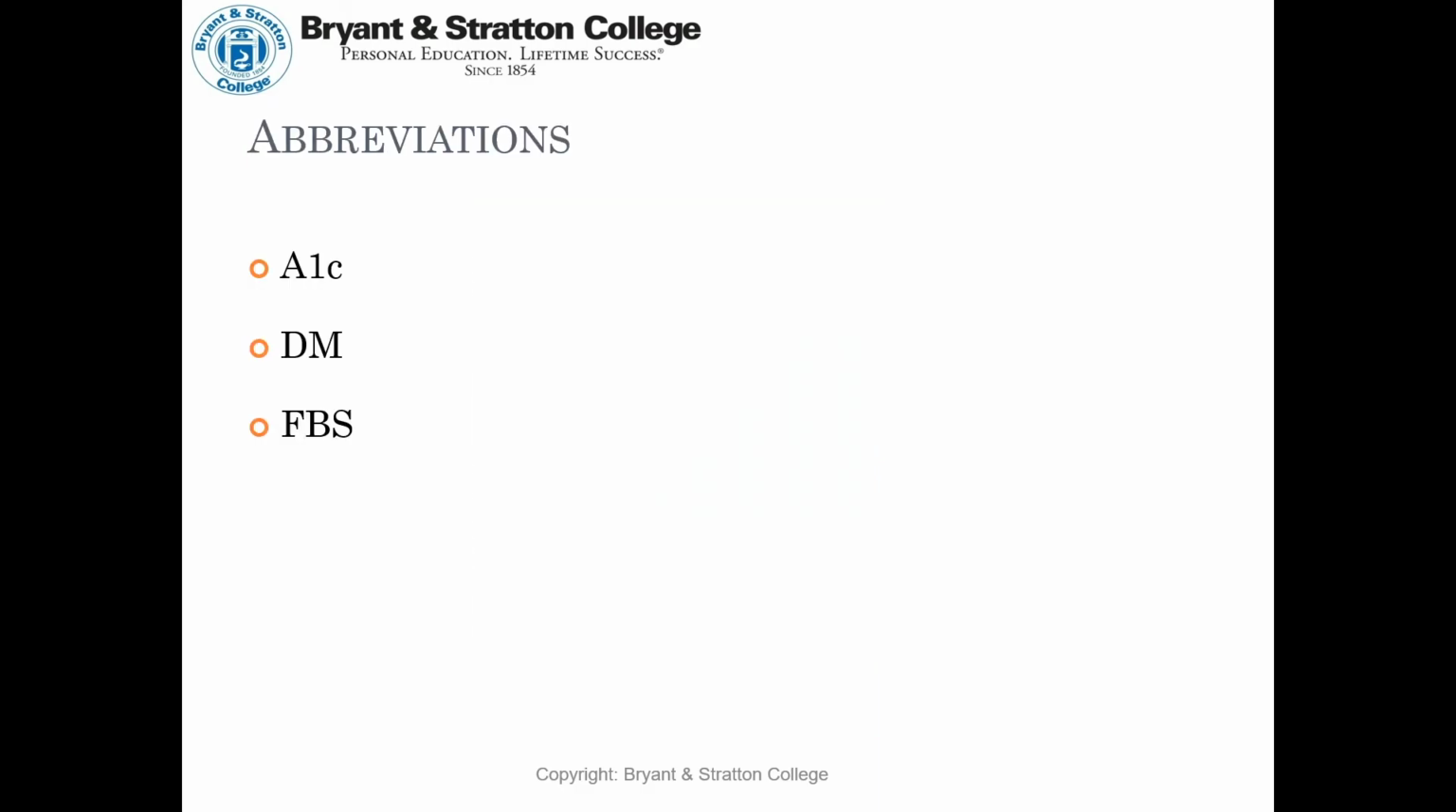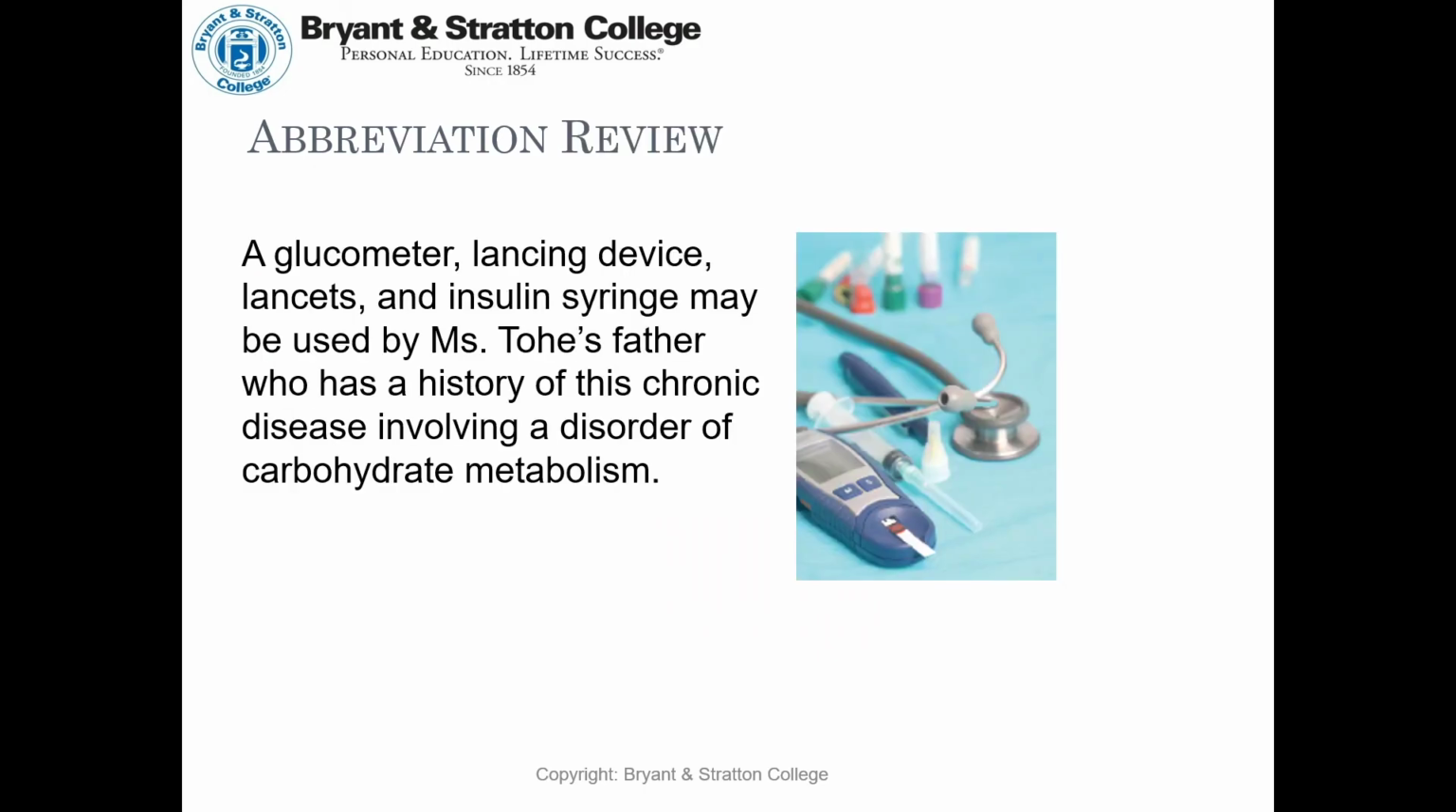We see here A1C, DM, FBS. Those are abbreviations. So we're looking here at a glucometer. This is what people with various forms of diabetes use to measure their blood sugar.